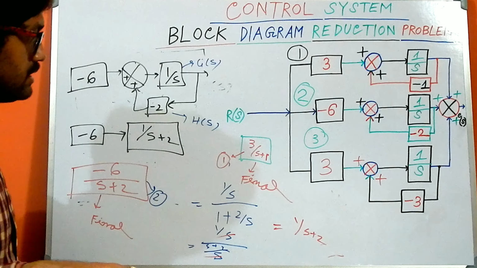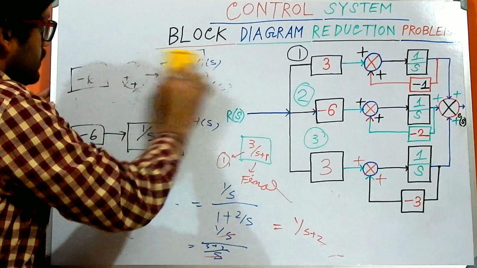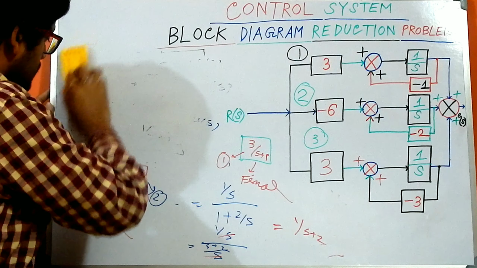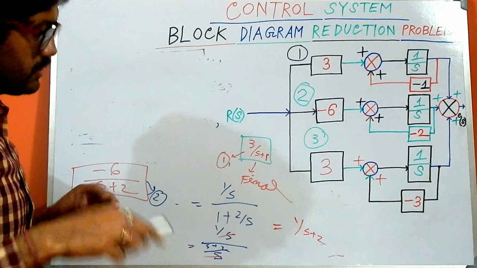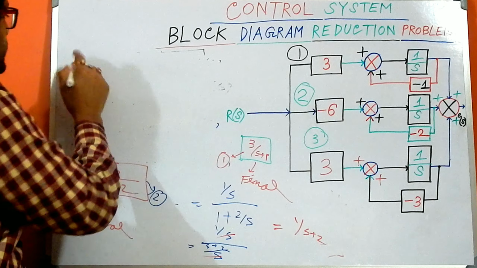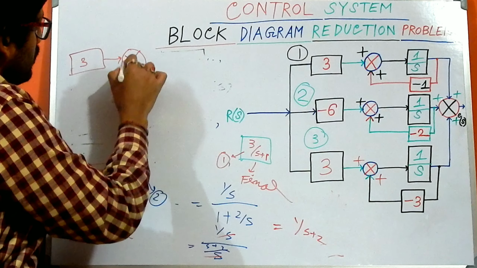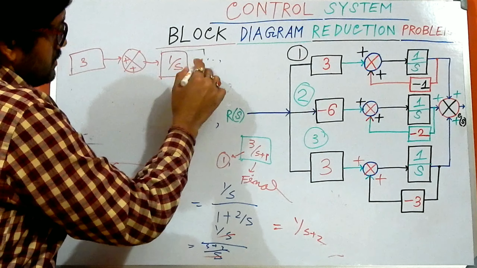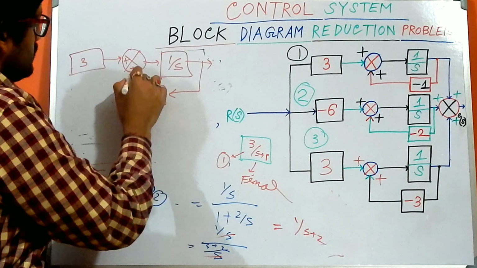So lastly, for this line, for signal, I will erase the number 2. So lastly, the number 3 will be my final line, final signal line. Okay, so I will draw over here. This one is our 3. And the same summing block, which is plus plus, this one is 1 by s, and the feedback response is minus 3, and this one will be feedback.